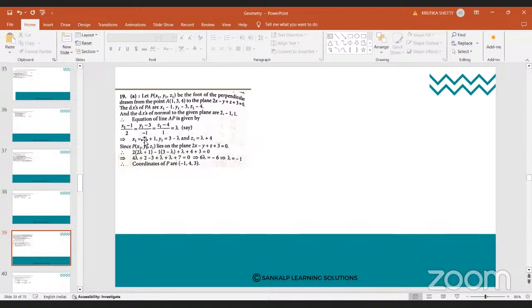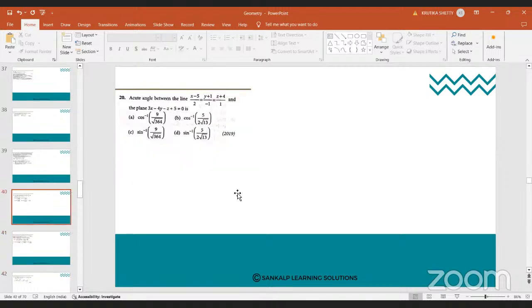So x1 is 2 into lambda, y1 is 3 minus lambda, and z1 is equal to lambda plus 4. In these points, if we substitute the lambda value, we will get the coordinates of the point P as (-1, 4, 3). Okay, so (-1, 4, 3) will be the coordinates of the foot of the perpendicular.